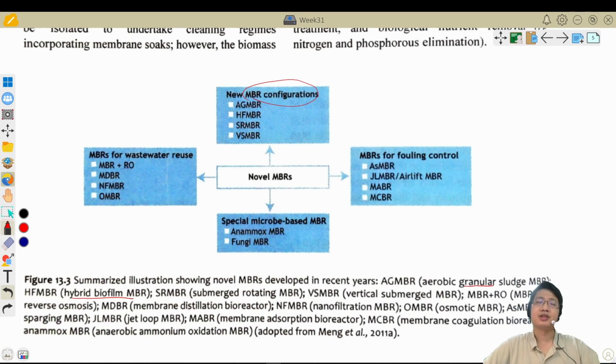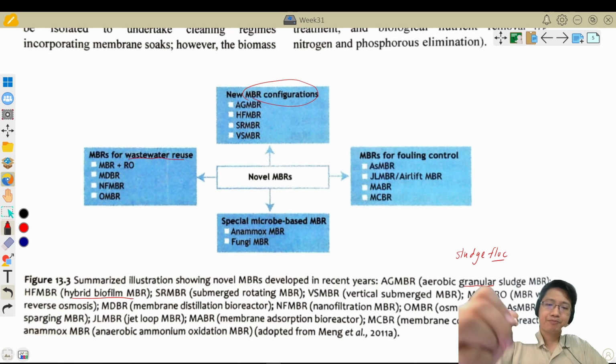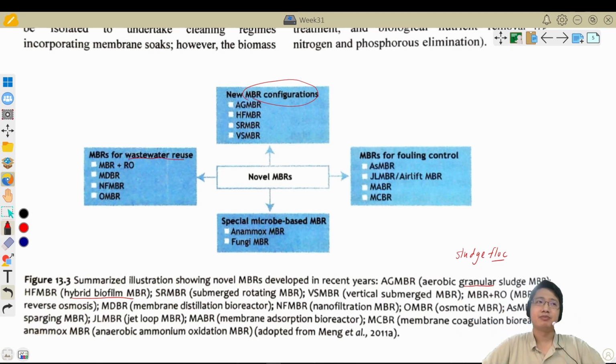So this is the advantage of the new kinds of MBR configurations, because you not just let the membranes directly connect to the sludge floc. That's our typical form of activated sludge. However, you are changing the activated sludge floc into a granular sludge or a biofilm attachment sludge. And also you will have a purpose for wastewater reuse, where you can combine more.